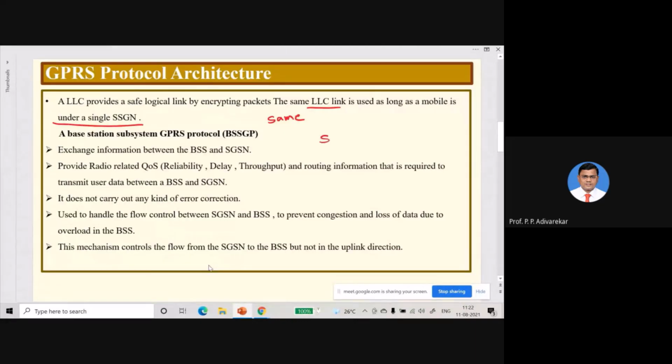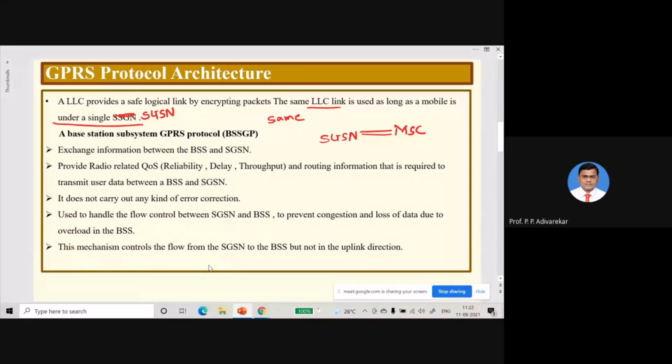So SGSN is at the same hierarchy level as that of MSC in GSM. As long as we are under the same MSC, the same logical link will be provided by the LLC that we have seen in the GSM architecture. So here also, under the same SGSN. That was a typing mistake by me.